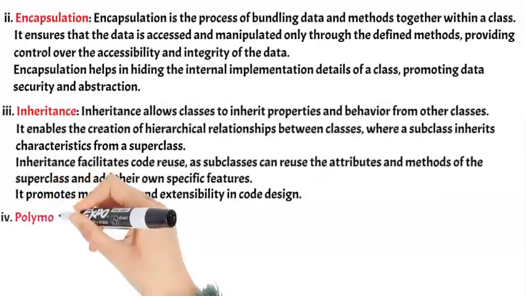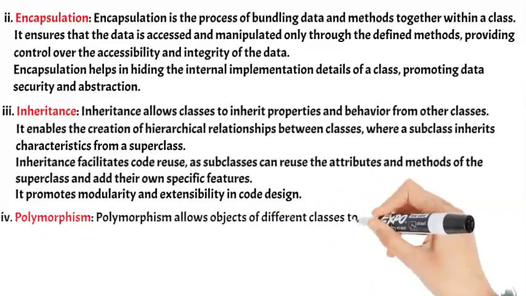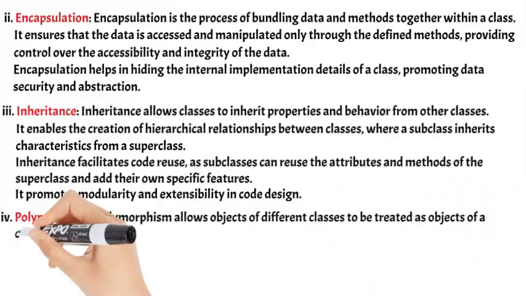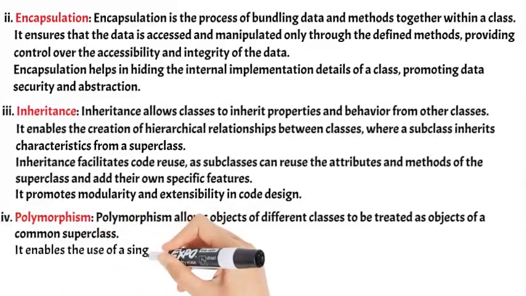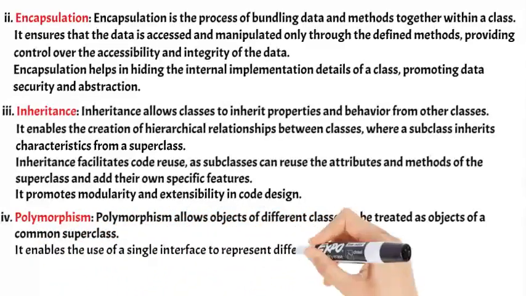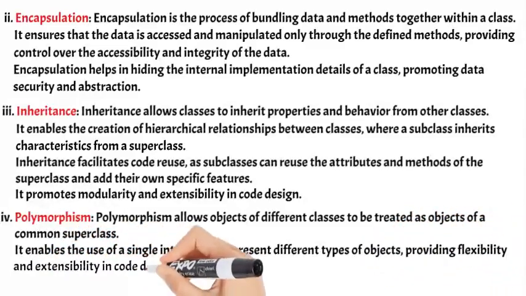4. Polymorphism. Polymorphism allows objects of different classes to be treated as objects of a common superclass. It enables the use of a single interface to represent different types of objects, providing flexibility and extensibility in code design.